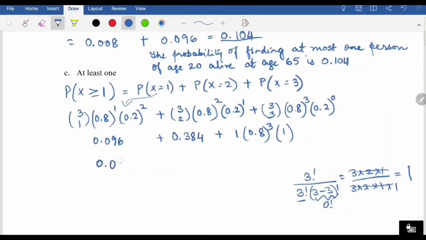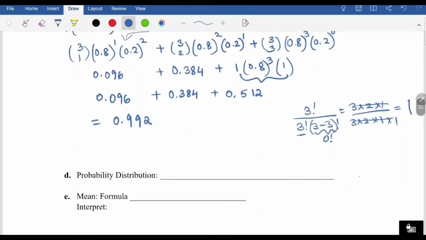So we'll end up with these values here: 0.096, 0.384, and then plus 0.512. When you sum up all these probabilities, you should get a probability value of 0.992. And again, always write the final answer in a full sentence.